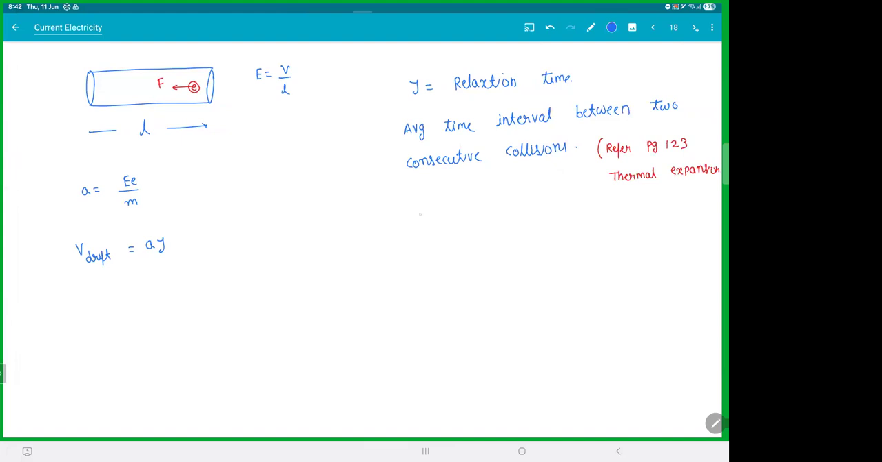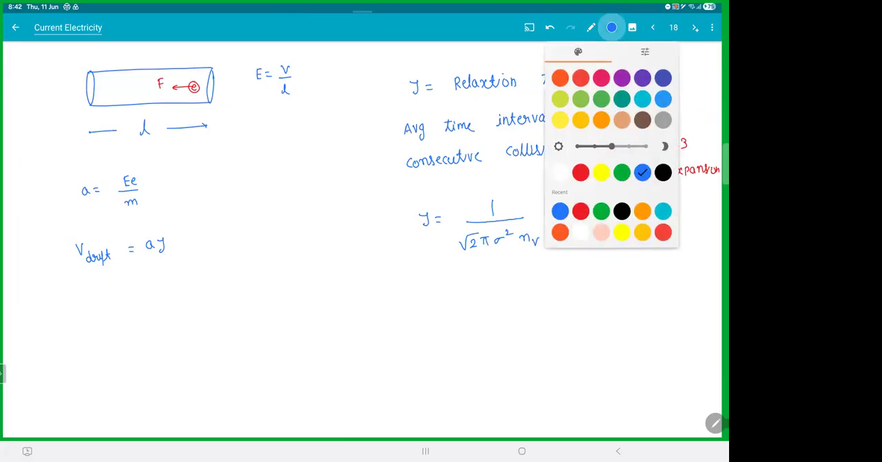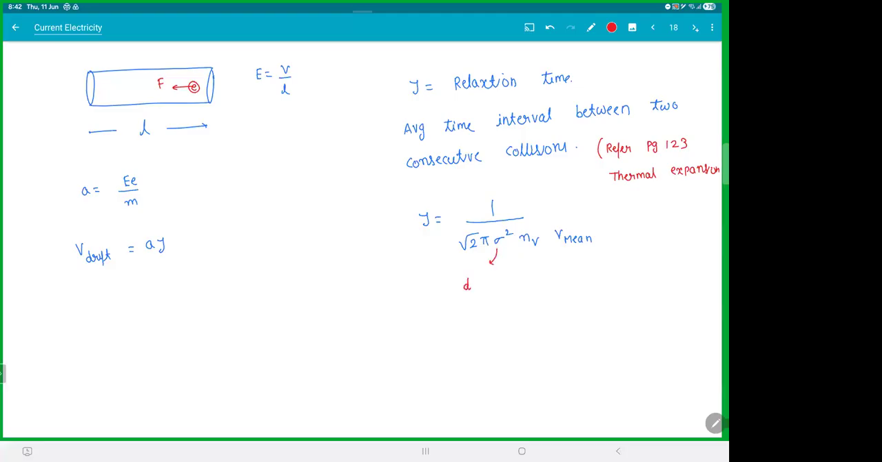And what was the formula? Tau is equal to 1 by root 2 pi sigma square NV. Sigma is the diameter, NV is the number of molecules per unit volume, and this is V mean. So sigma was diameter, NV is the number of molecules, or in this case, electrons, by volume, and V mean is root over 8RT by pi m. All this is coming from KTG.